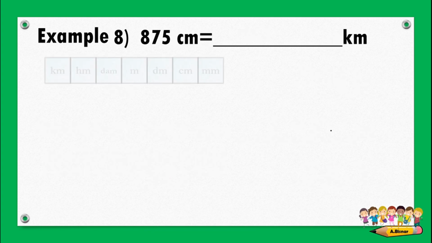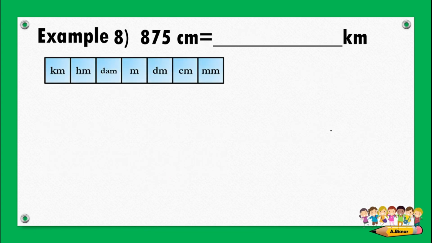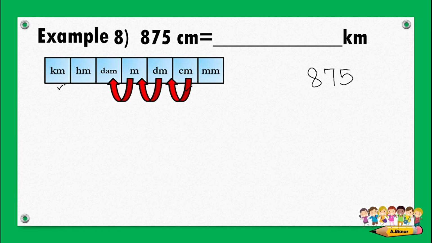Another, 875 centimeters to kilometers. So let's write 875. So that is from centimeter to kilometer. So 1, 2, 3, 4, 5. 5 movements to the left. Again, this is a whole number. So this is the location of the decimal point. And we have to move it 5 times to the left. 1, 2, 3, 4, 5. So this will be the new location of the decimal point.